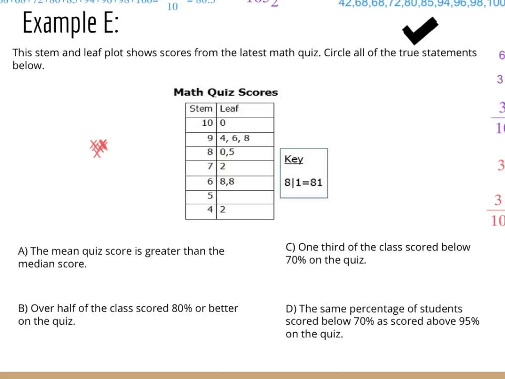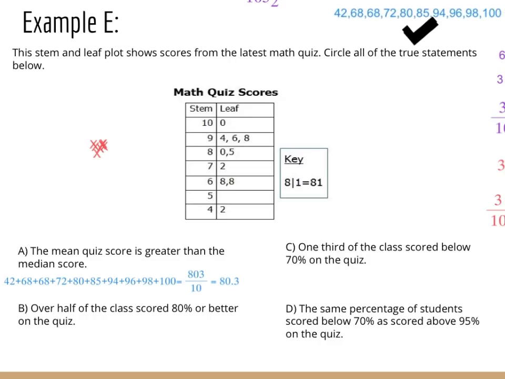So I'm going to add up all of my numbers. When I do that, I'm going to get 803. There are 10 test scores, so I'm going to divide 803 by 10. I'm going to get 80.3. So that is my average, that is my mean. However, I still need to find the median in order to determine if the answer to this question is correct.